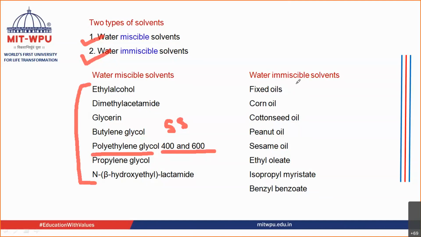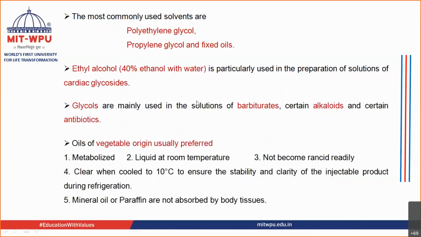There are some water immiscible solvents also that can be used. The examples are fixed oils, corn oil, basically most of the oils, that is corn oil, cottonseed oil, peanut oil, sesame oil, ethyl oleate, isopropyl myristate, and benzyl benzoate. So these are some of the water immiscible solvents that can be used when you are preparing the parenteral products. The commonly used non-aqueous solvents are polyethylene glycol and propylene glycol along with the fixed oils.